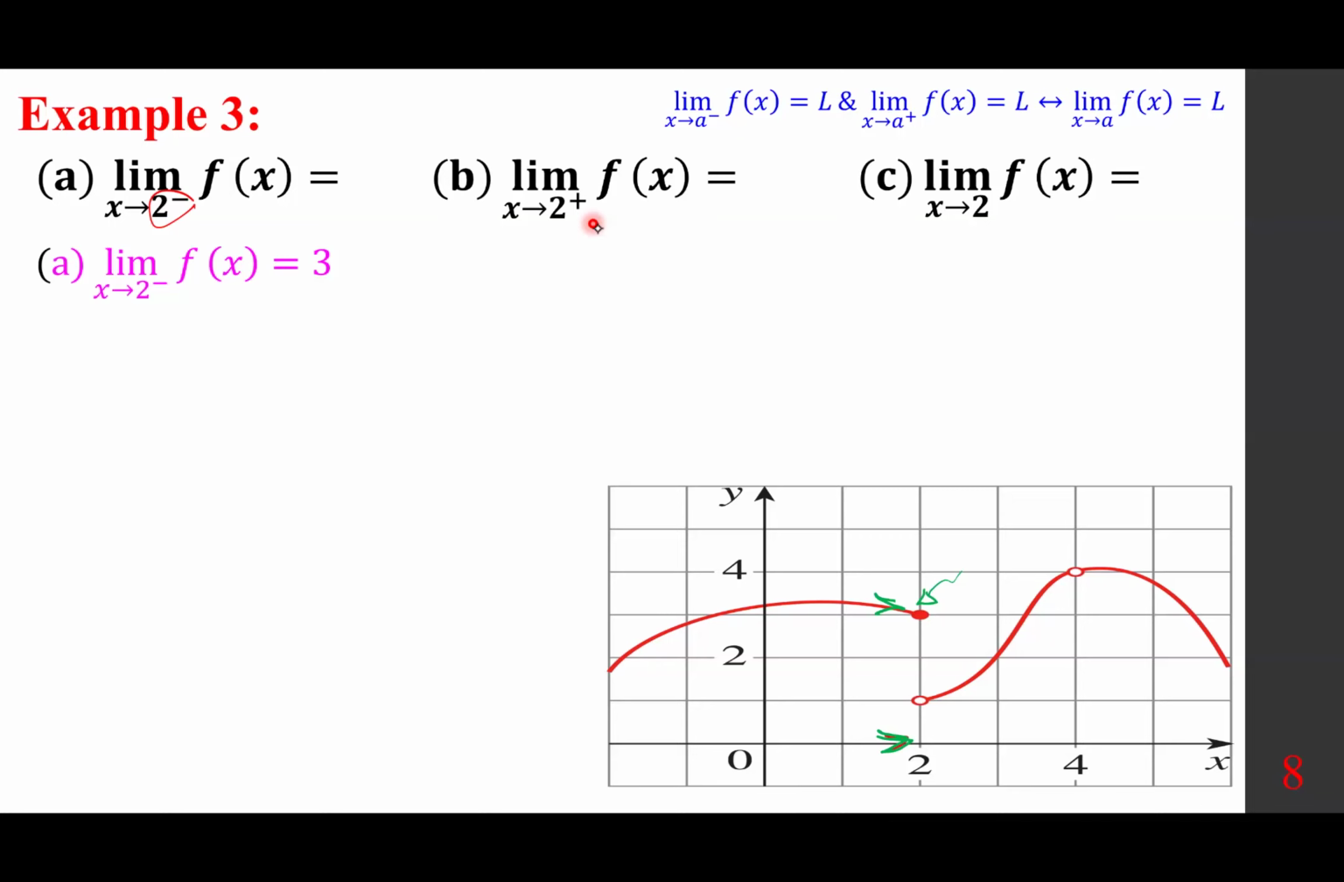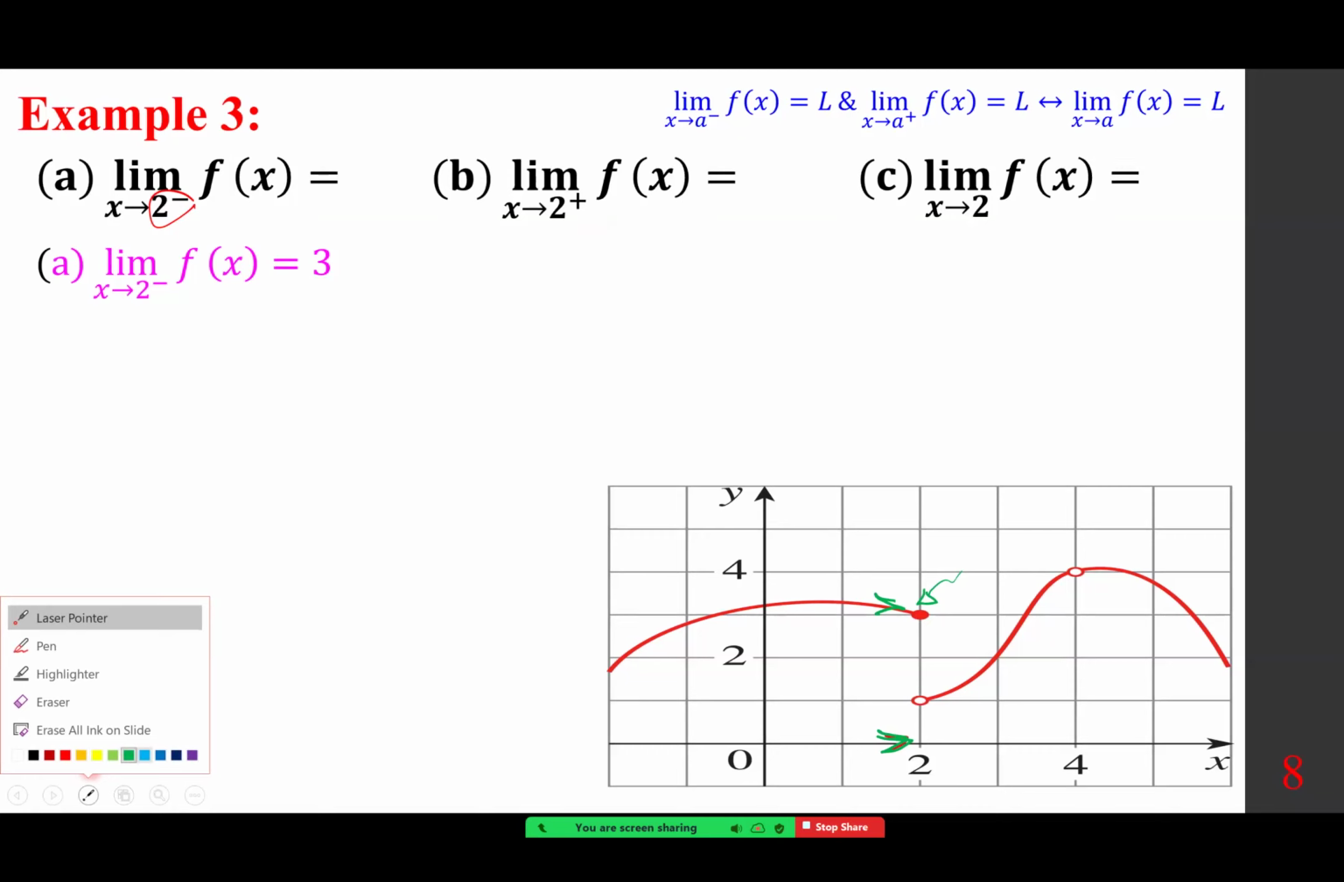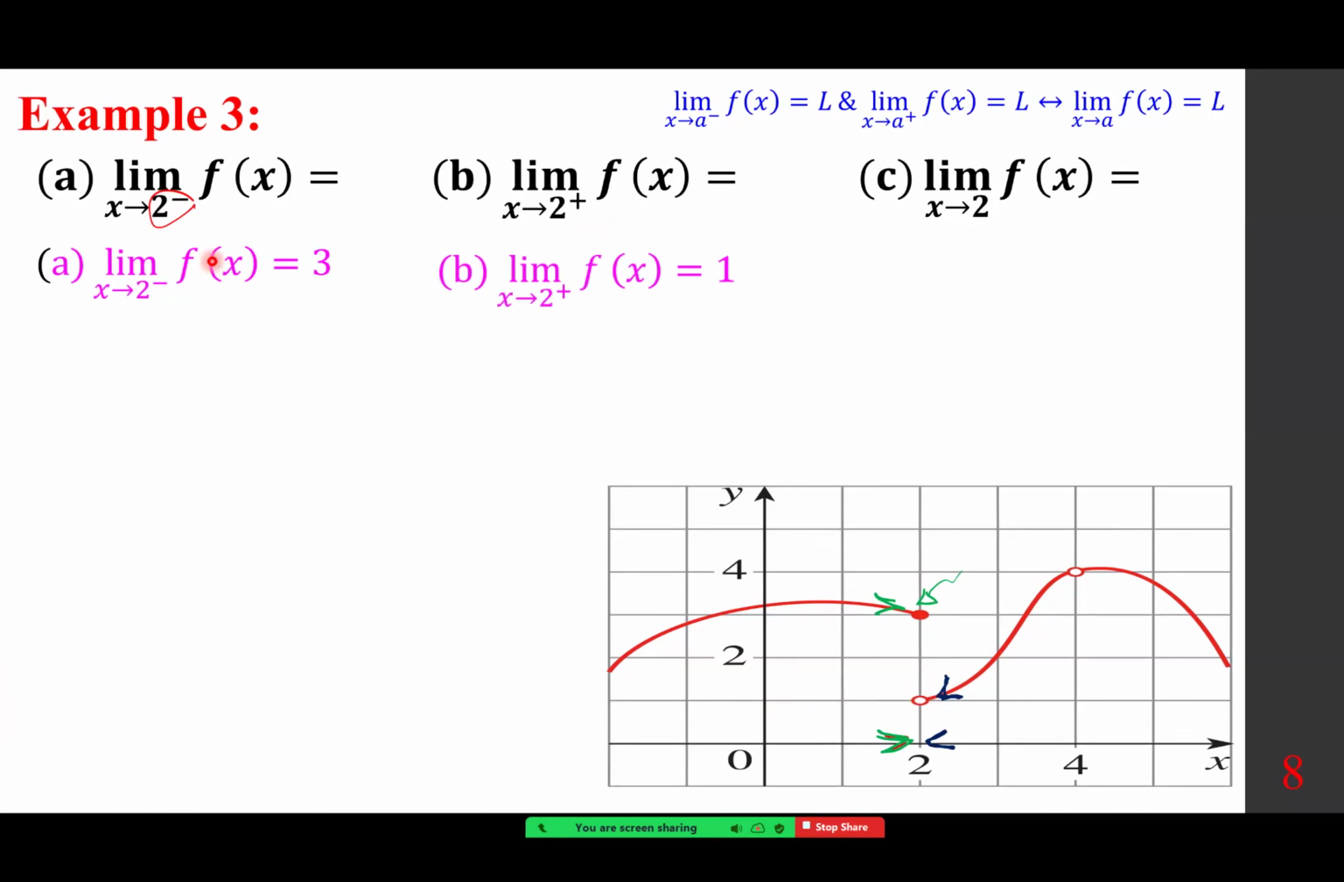Is it 1? Excellent. So here's what we do. Here's the right side. As we approach 2 from the right, it puts us in this branch of the function, and it's moving towards the hole. Remember, it never gets there as far as the limit. So moving towards this hole, which has a y coordinate 1. Since they are not identical, the limit of f of x as x approaches 2 does not exist.